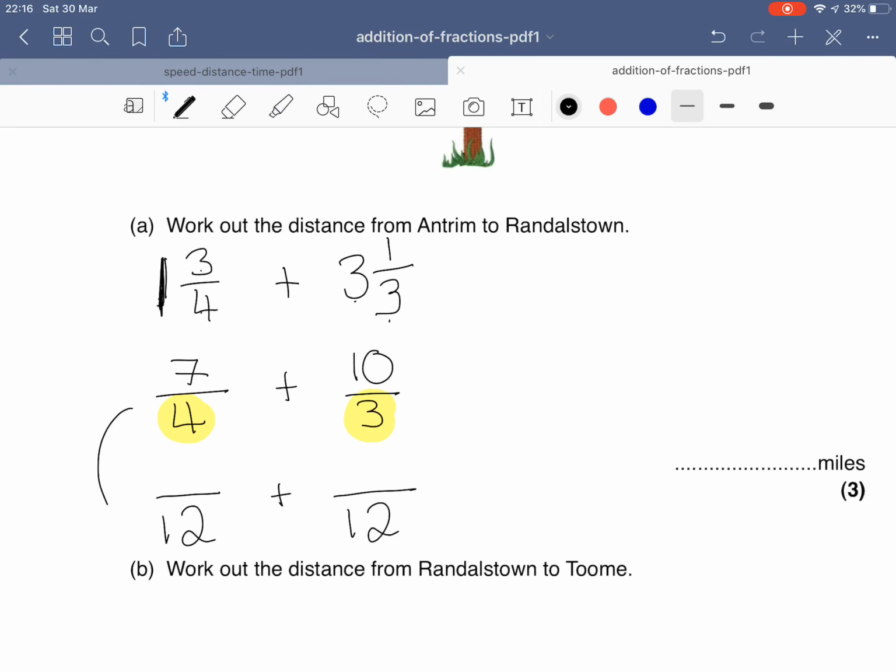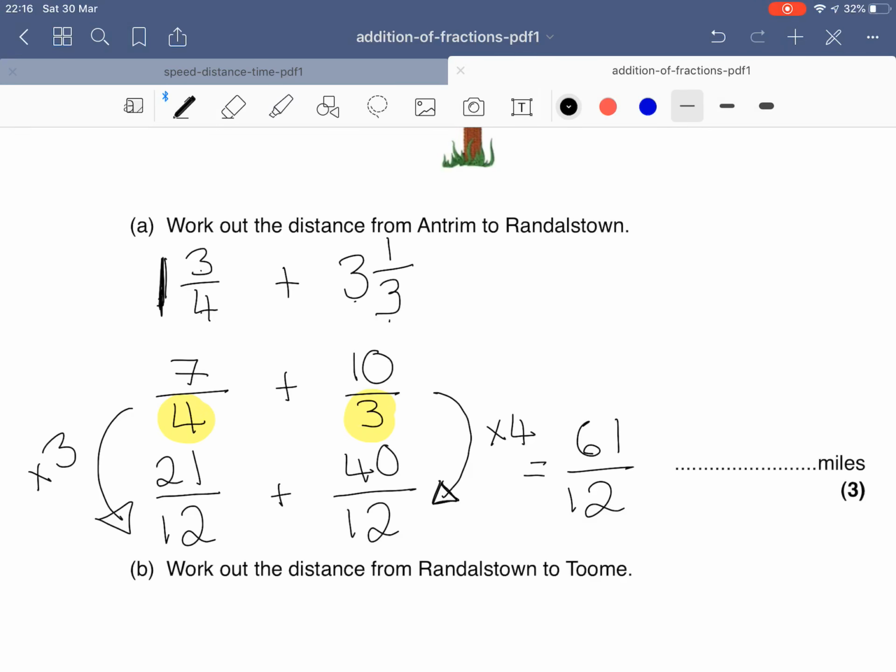So how do we go from 4 to 12? We times by 3. 7 3s are 21. 3 times what is 12? 3 times 4. So 10 times 4 is 40. And then we can add them up. So we get 21, add the 40 is 61 over 12.